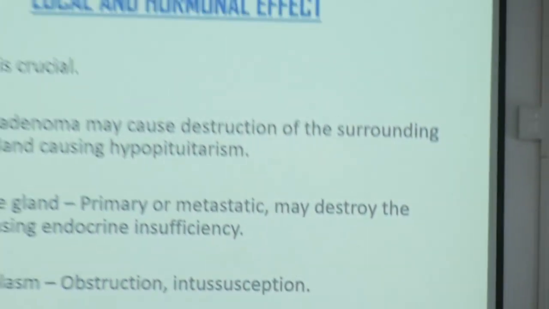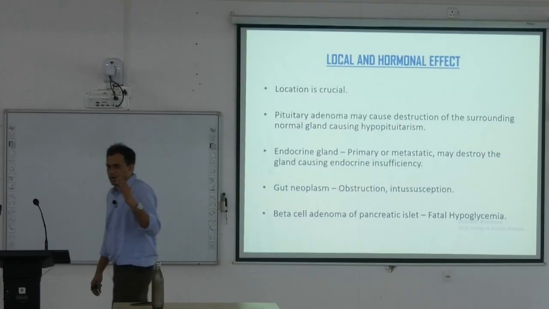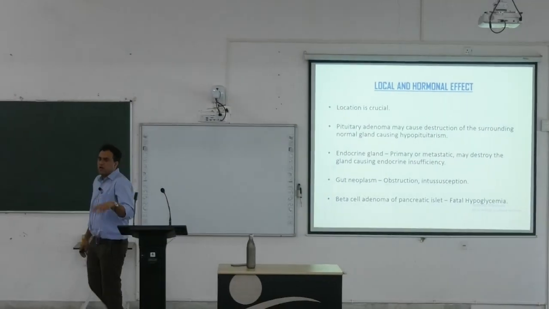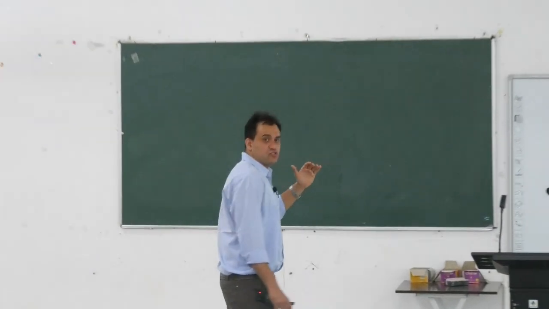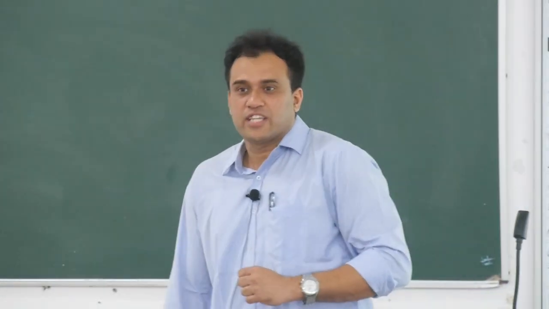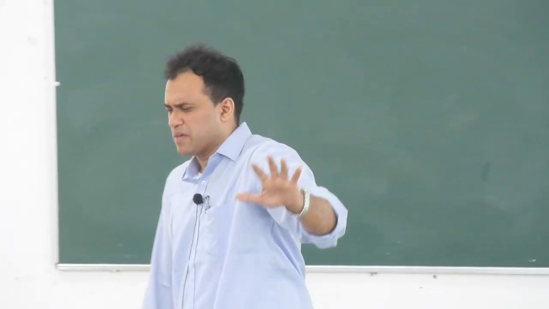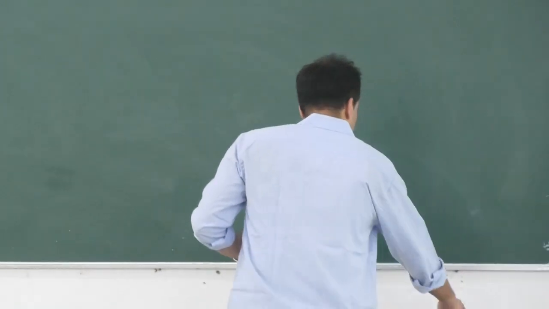Then, in the case of other endocrine glands, a tumor, whether primary to the endocrine gland or metastatic to it, can totally destroy the endocrine gland, causing endocrine insufficiency. That is one thing. In the case of the gut, these are just examples I'm giving. So, the gut. For example, let me draw a picture.